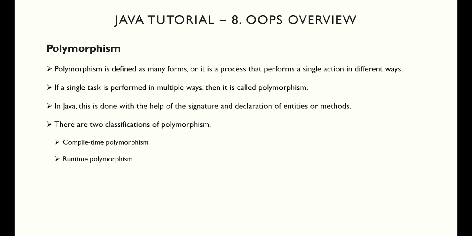There are two classifications of polymorphism: compile time polymorphism and runtime polymorphism. Compile time polymorphism can be called static polymorphism, achieved through method overloading. Runtime polymorphism is also called dynamic polymorphism, achieved through method overriding. We will look at them in detail in later videos.